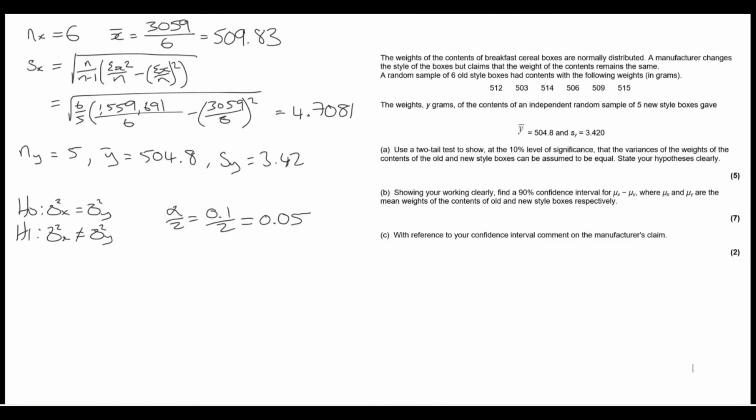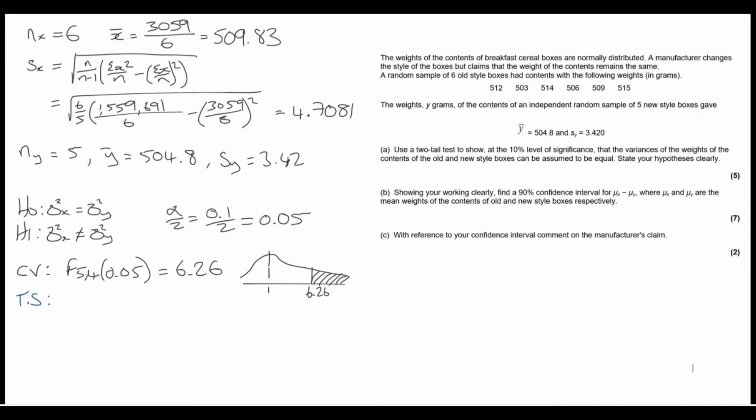The critical value is going to come from the F distribution, and the parameters in the F distribution are going to be nx minus 1 and ny minus 1, one smaller than the sample size in each of those cases. So just looking this up in the tables, and we get 6.26. So where would this be on a diagram? So over here in the right-hand tail.